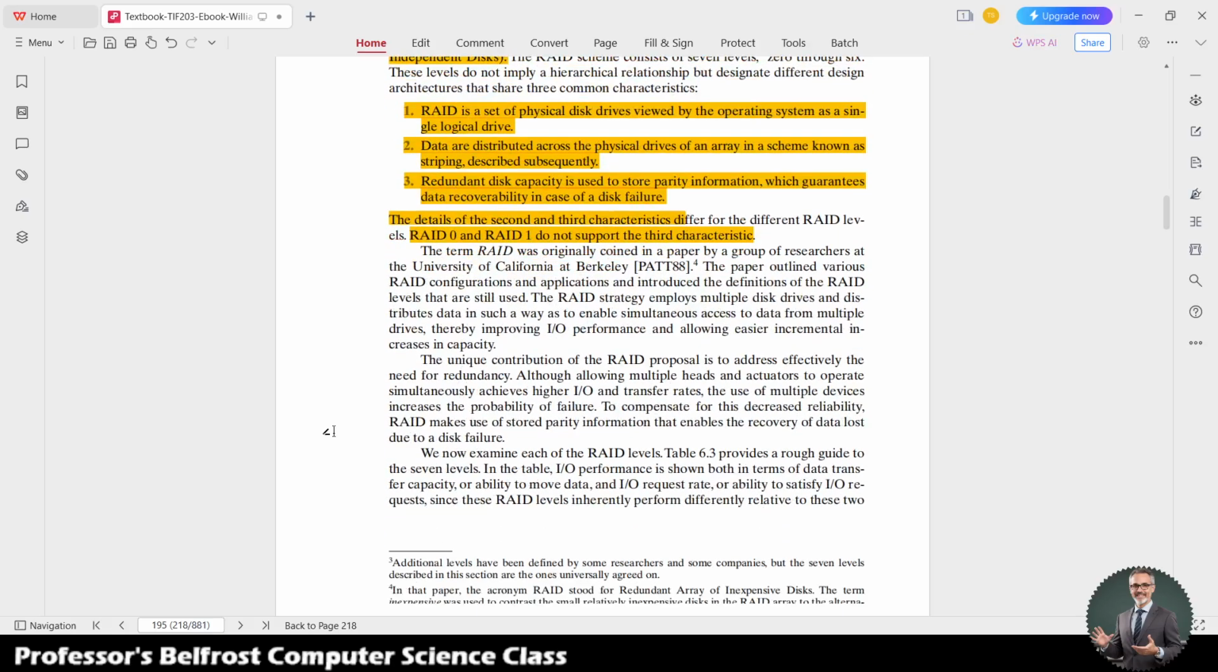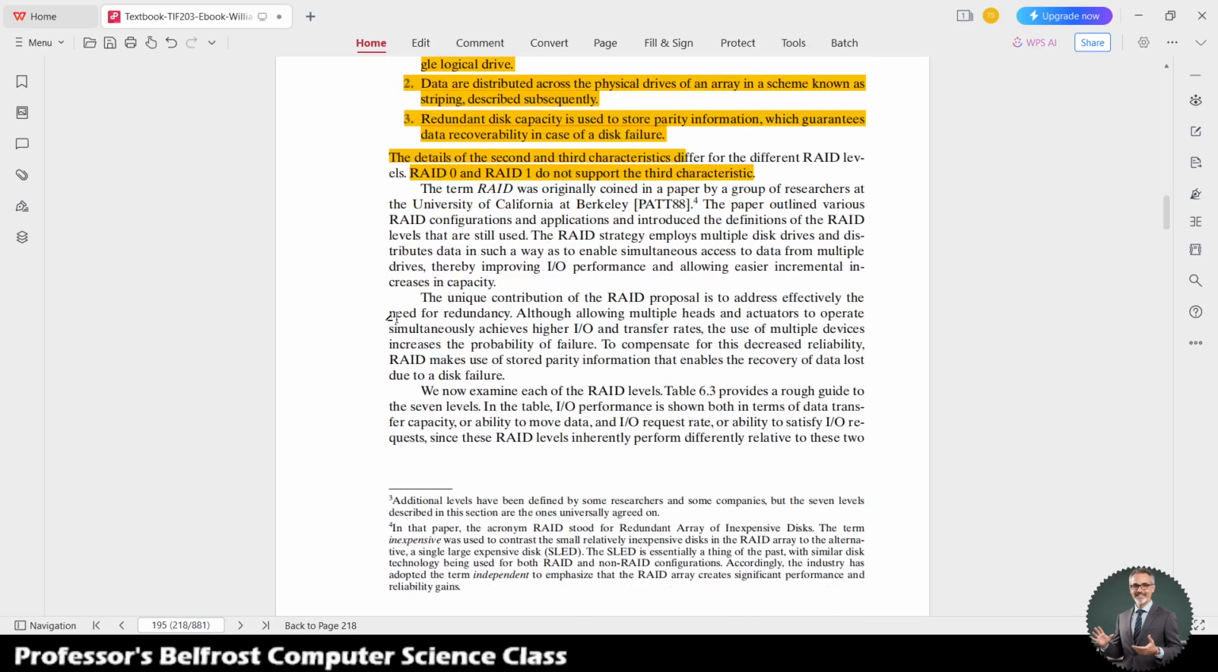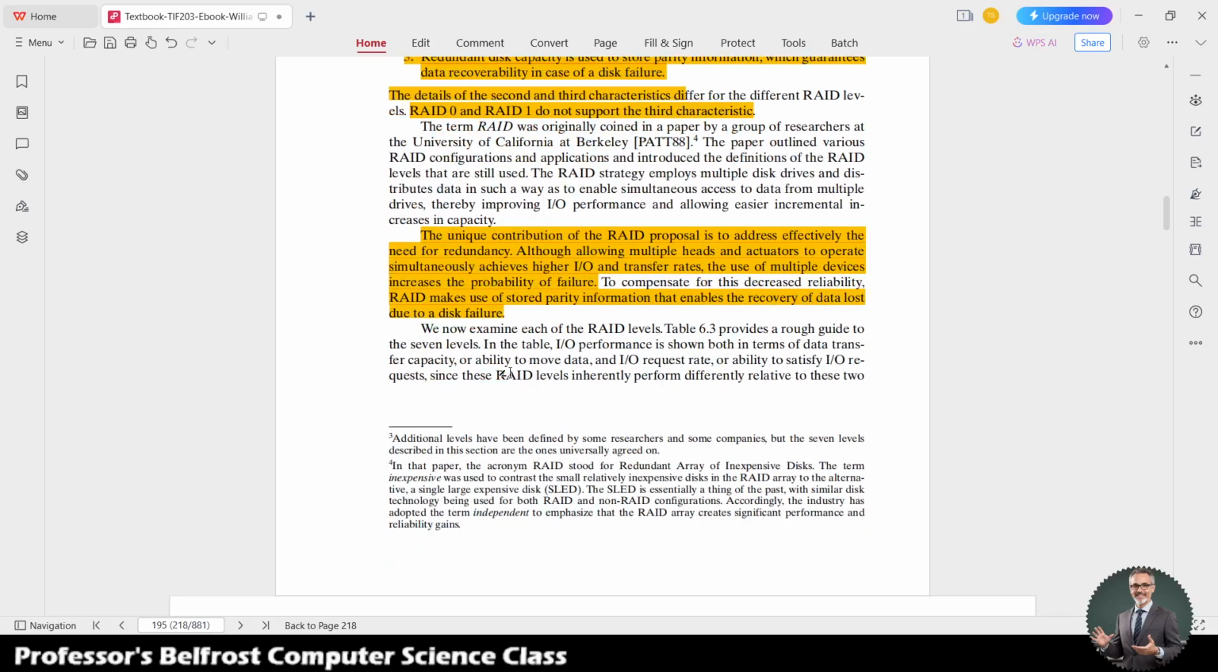The unique contribution of the RAID proposal is to address effectively the need for redundancy. Although allowing multiple heads and actuators to operate simultaneously achieves higher I/O and transfer rates, the use of multiple devices increases the probability of failure. So we make use of RAID to store parity information that enables the recovery of data lost due to possible disk failure.